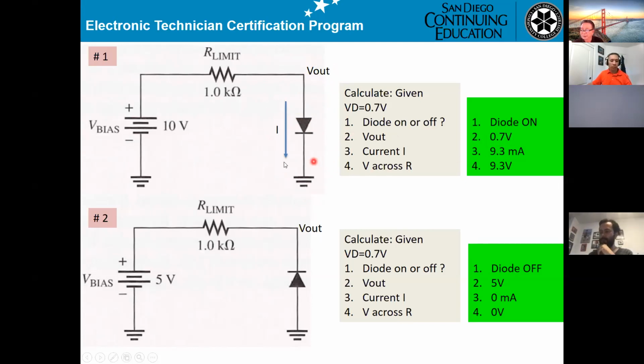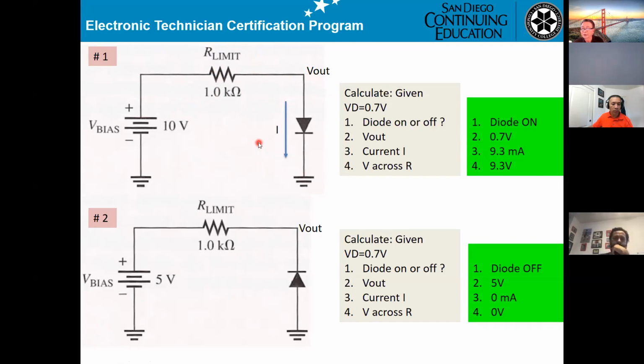And now they want you to calculate the current flow here. The voltage on this side is 10 volt, and the voltage on the other side is 0.7. You take the difference between 10 and 0.7, that means 10 minus 0.7. So the voltage across that resistor will be 9.3. You take 9.3, divide by R, and you get 9.3 milliamp.